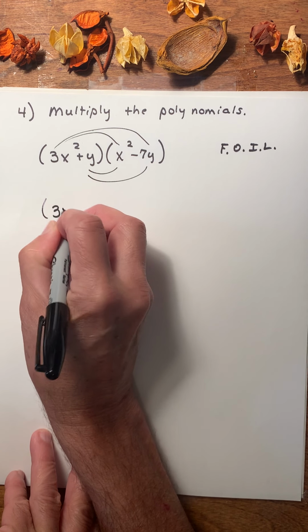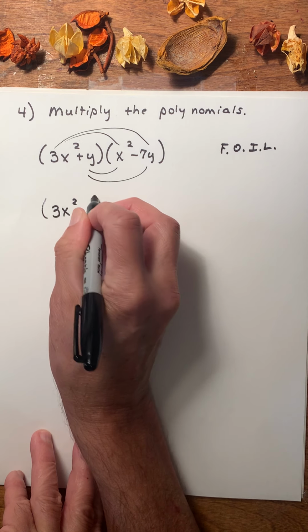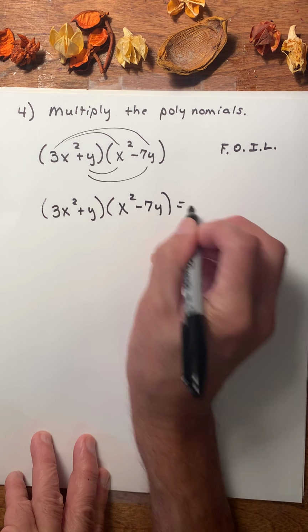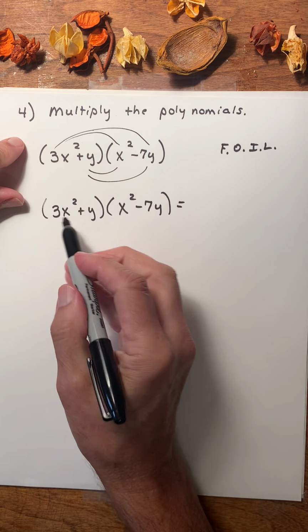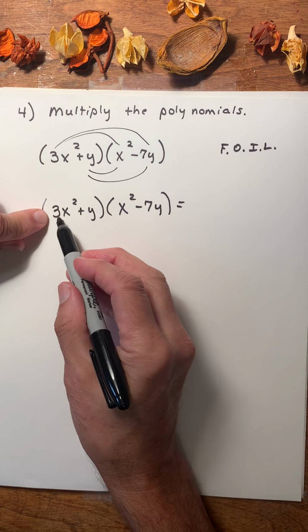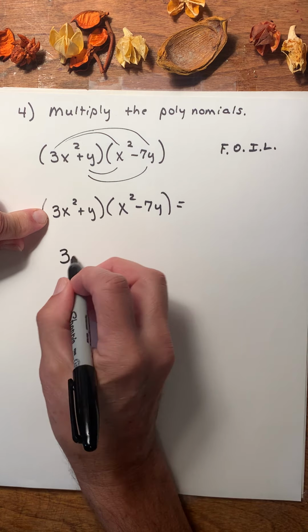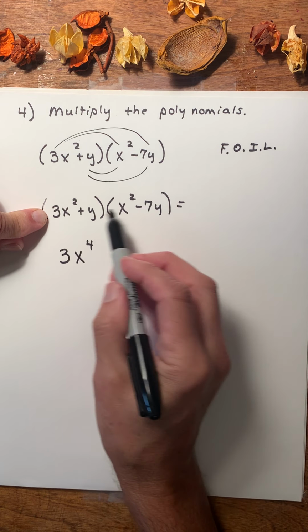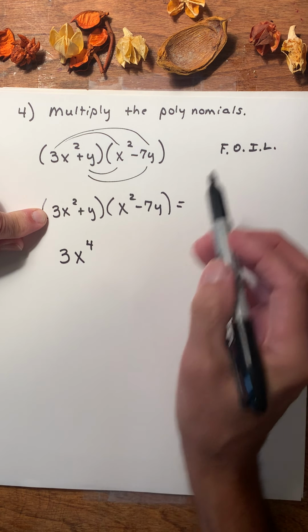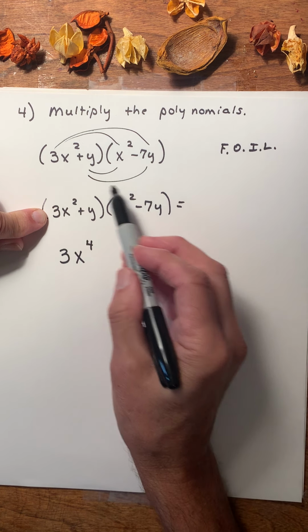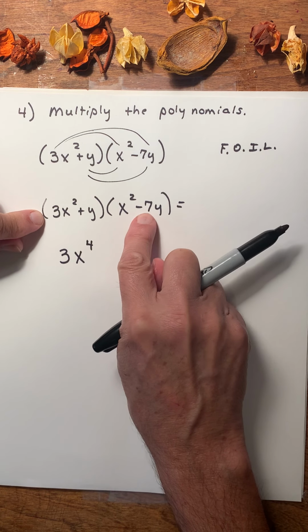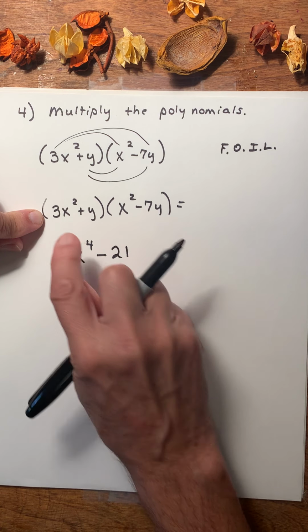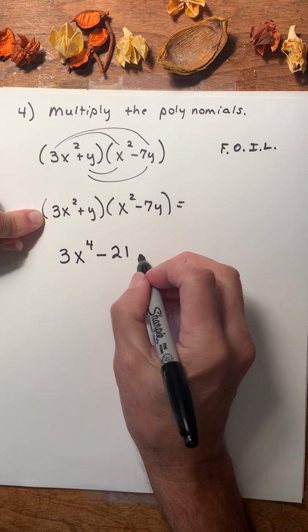So when I multiply 3x squared plus y, I'm going to multiply my first 2, this times this, 3x squared times x squared. I know that I add my exponents when I multiply. 3x squared times x squared, 3x to the 4th. My outer 2, that's these 2 guys. Notice I got a positive times a negative. So it's going to be a negative. 3 times 7 is 21. X squared y.